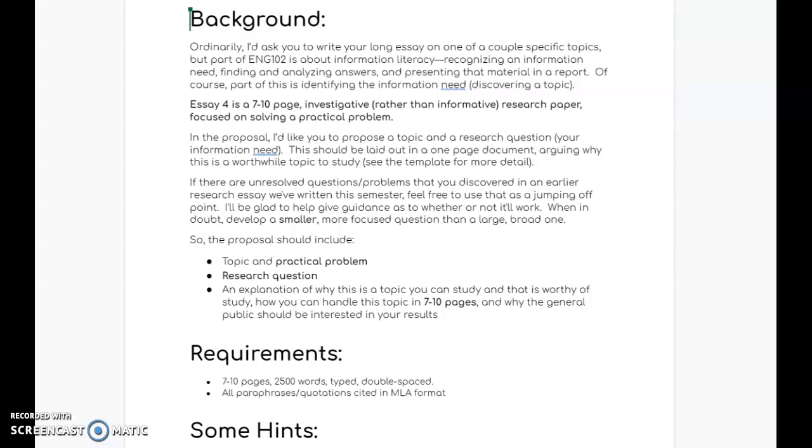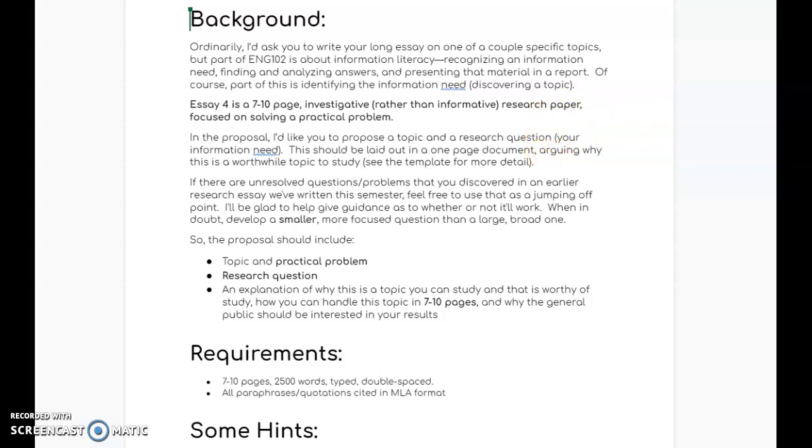When in doubt, go small rather than large. I know everyone's tendency is to want to go to the biggest, broadest question they can because it's a long paper. What tends to happen there? We end up writing an informative paper, just puking all the information we can find about topic X onto the page. We really do want to dig in and focus a lot, and that will actually generate more content, I promise.